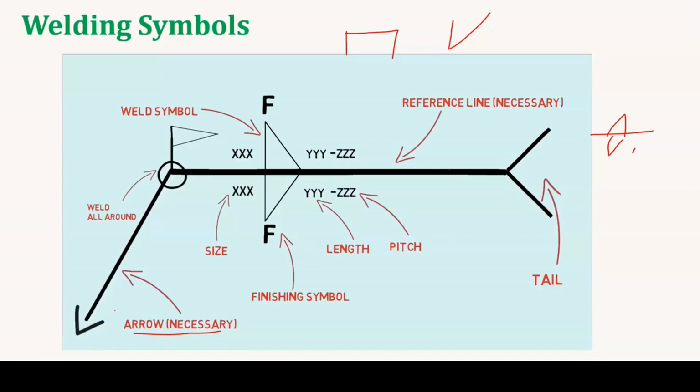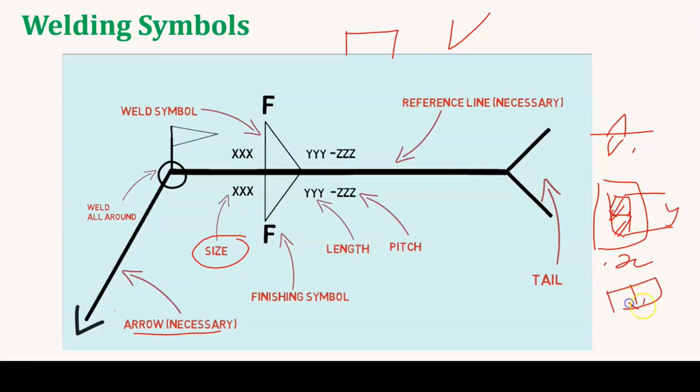And the next one is you will have some numerical values on the right hand side and the left hand side. If it is on the left hand side, it is nothing but the size of the welding. If it is on the right hand side, the first numerical value represents the length of the welding. The size of the welding means how big the weld bead should be. So this is x and this is y, and the next one is pitch, how much this should be.